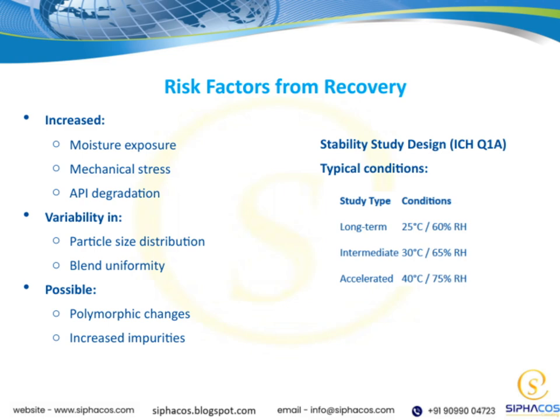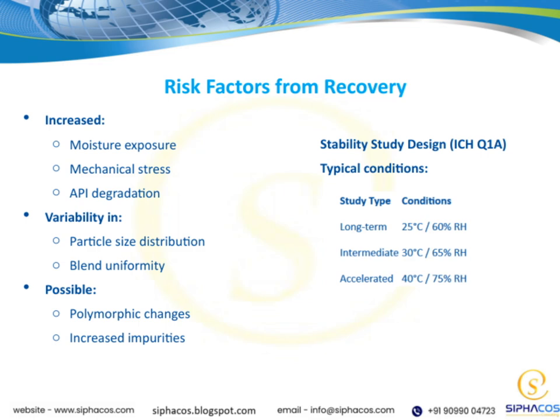Let's take a closer look at the stability study design based on ICH Q1A guidelines. When we evaluate stability under typical conditions, we need to consider several key factors. First, risk factors stemming from recovery processes can influence stability. For example, increased moisture exposure can accelerate degradation or cause physical changes in the product. Mechanical stress, such as vibration or handling, can also impact stability by inducing physical alterations.